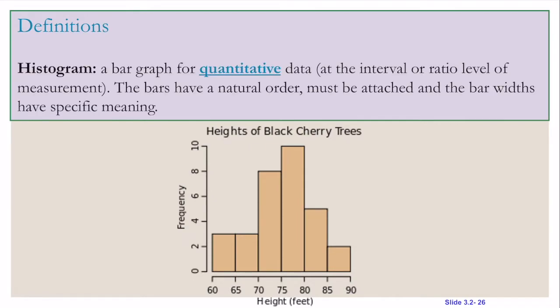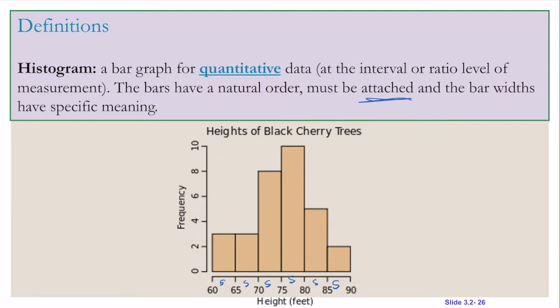Next, we have histograms. A histogram is a bar graph for quantitative data. It can be for interval or ratio level of measurement. It's up to you. The bars have a natural order, and they need to be attached, okay? And the bar widths have specific meanings. For example, here we've got a difference of 5 feet between every bar. This is a great example of a histogram.